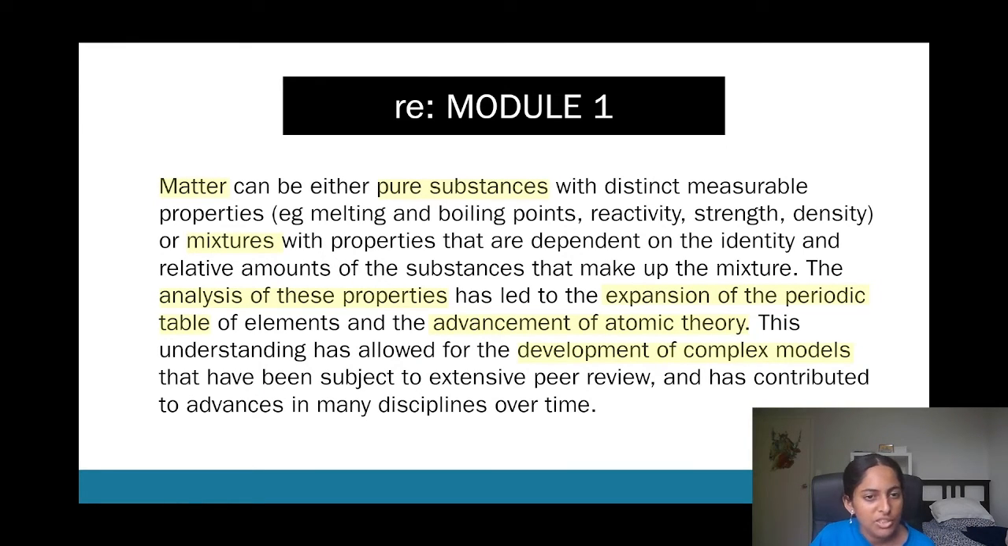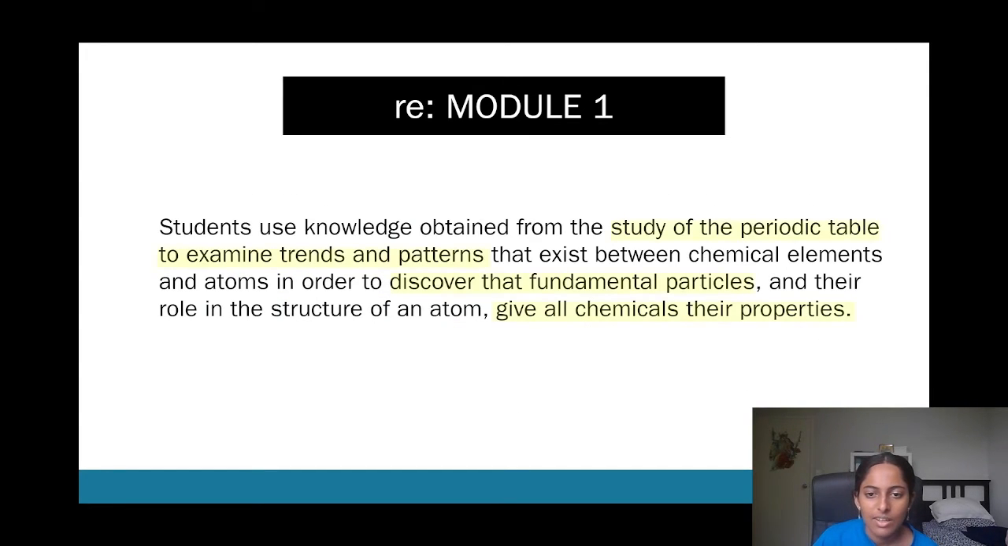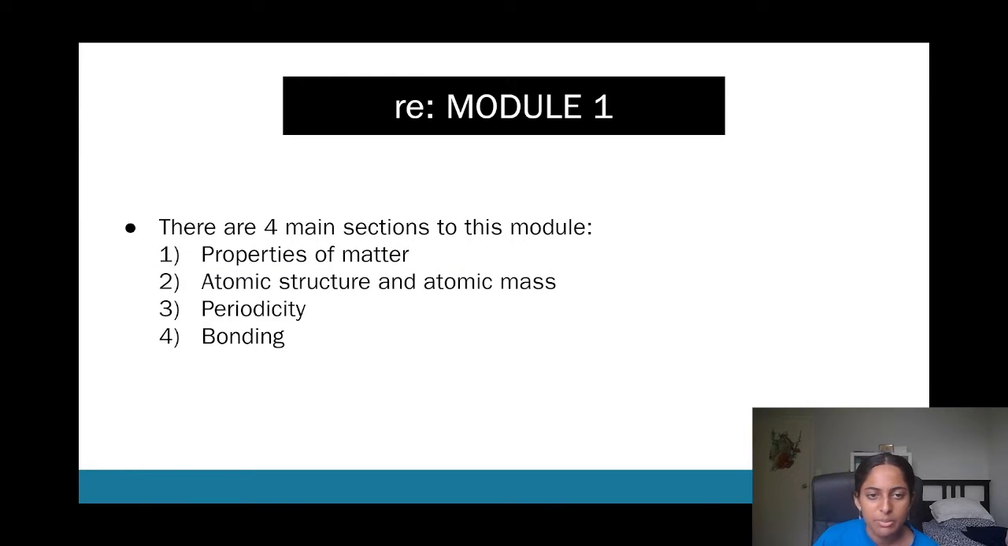That pretty much explains that you look at mixtures, you look at the periodic table, like I said, and you also look a bit at atomic theory, all of which we'll be looking at today. So there's properties of matter, there's bonding, there's atomic structure and atomic mass, as well as periodicity, which is pretty much trends within the periodic table.